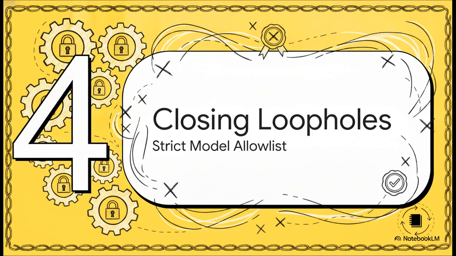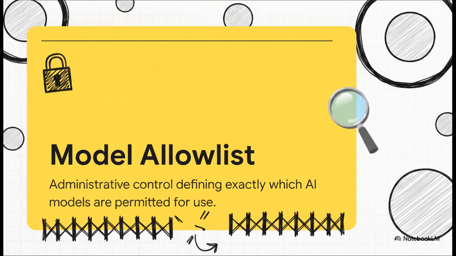Let's look at Section 4, Closing Security Loopholes Through Strict Model Allowlist Enforcement. Of course, with smoother workflows, we absolutely need better guardrails. To give a little context here, for those who might not manage these settings day to day, the Model Allowlist, which is controlled by the availableModels setting, is an administrative tool that defines exactly which AI models users are actually permitted to access within an organization. It is absolutely crucial for governance.